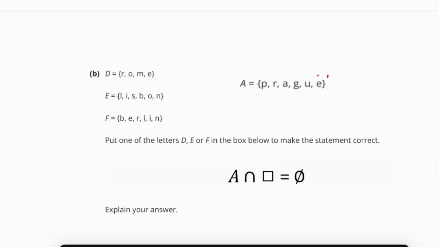Okay, you have got enough information to answer this now. I've brought over this A part, Prague. So A intersects something is the empty set. Right, so A and D, E, or F have nothing in common. Which is it? So D's got E in the same as A. It's not that one. E. They got any letters in common? No. F has. So the answer's E. So that would go in the missing box. Explain your answer. They have no letters in common.